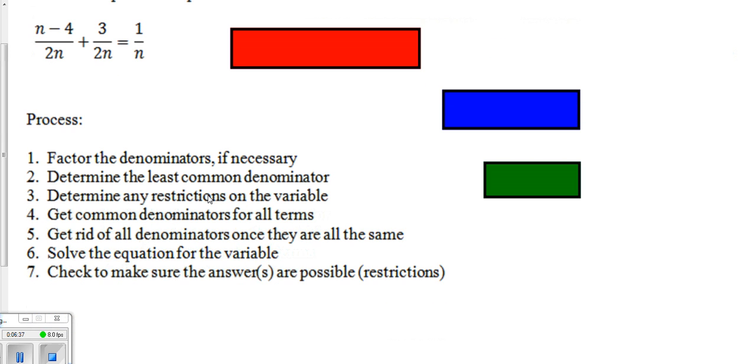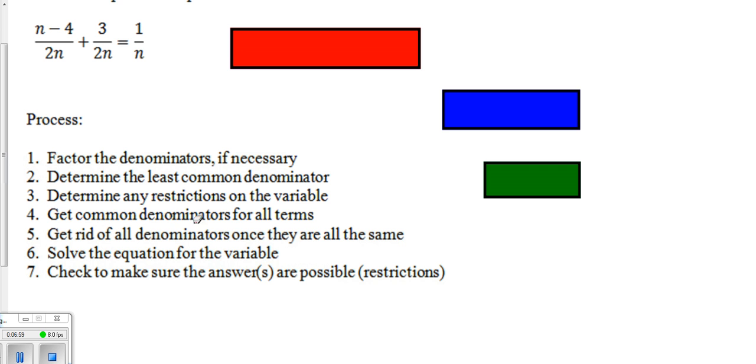To solve this, our process is: factor the denominators if necessary. Using your factors, determine the least common denominator. Determine any restrictions on the variable. So again, that just means what are our excluded values? What value for the variable would make our denominators 0? Because we can't divide by 0.